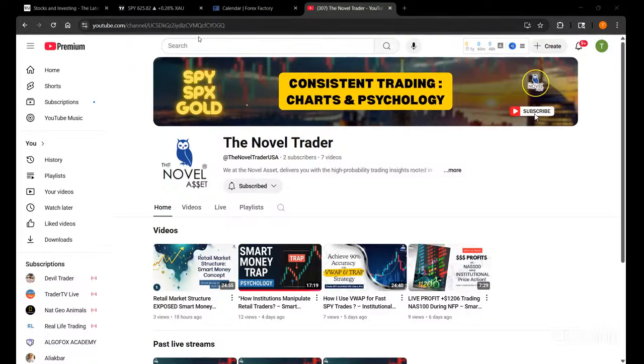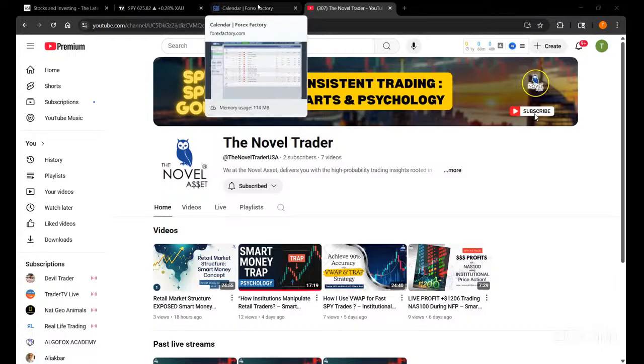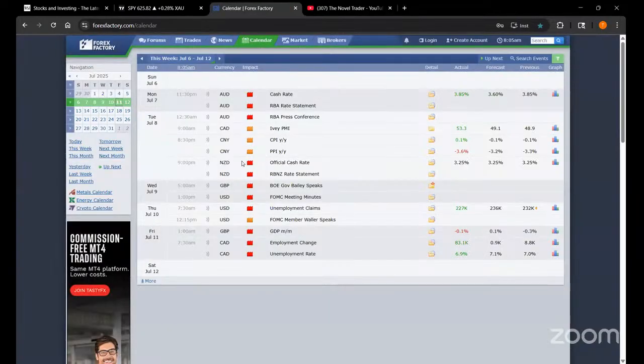Okay, so let's start with fundamental analysis first, and let's look at the calendar for the Forex Factory, and let's see if there is any important news that is going to be released in the market for the last day, since this is the last day, Friday, for today and the last trading day. So yes, we can see that yesterday there was a USD FOMC speech over here as well.